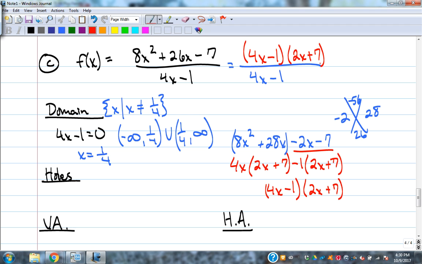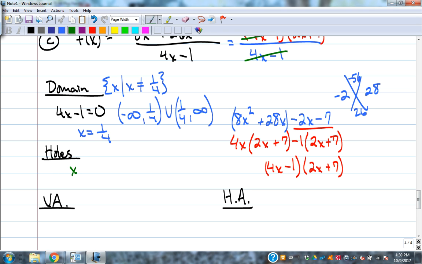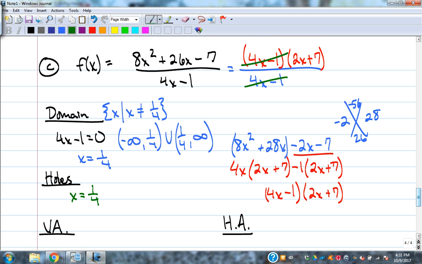All right. What happens here? Okay, so that creates a hole at x equals 1/4. That's coming from setting the factor that canceled out equal to 0. We had already done that with the domain, just happened to be the same one. So there's a hole at x equals 1/4. Because that denominator canceled out, are there any vertical asymptotes? There's nothing left in the denominator. No, there can't be any vertical asymptotes.